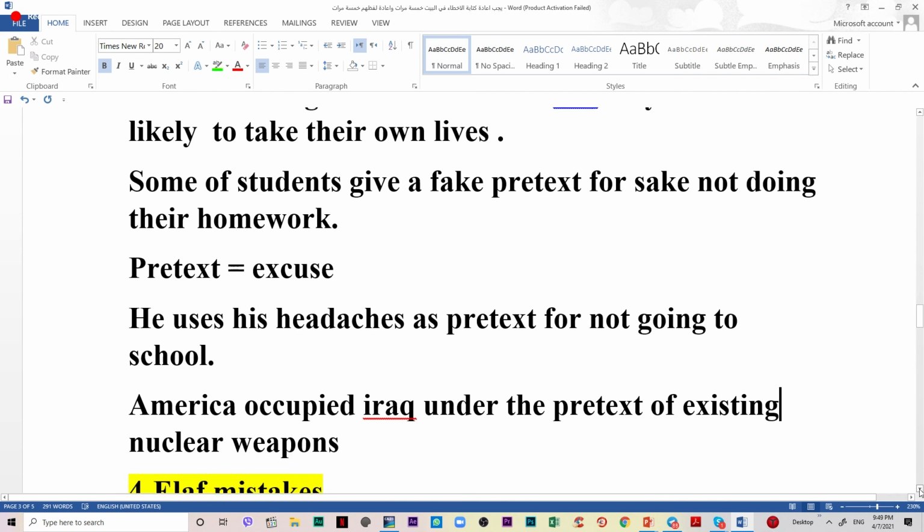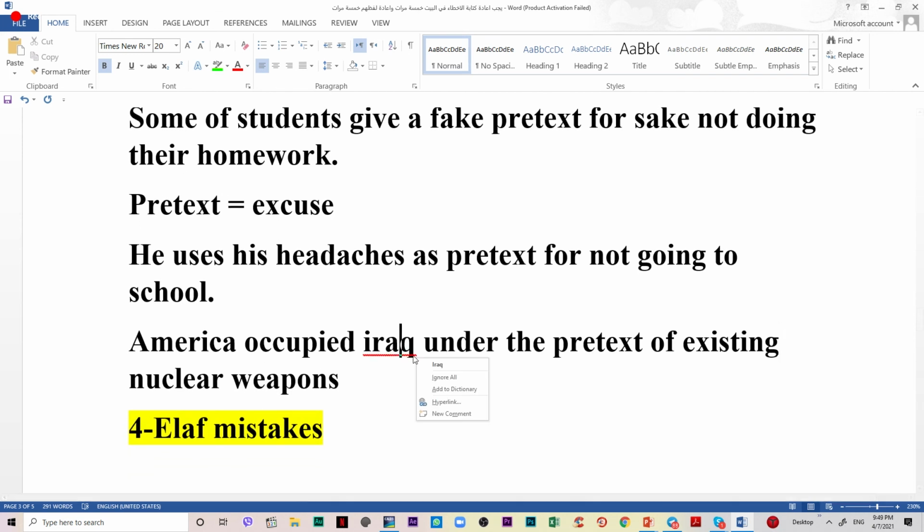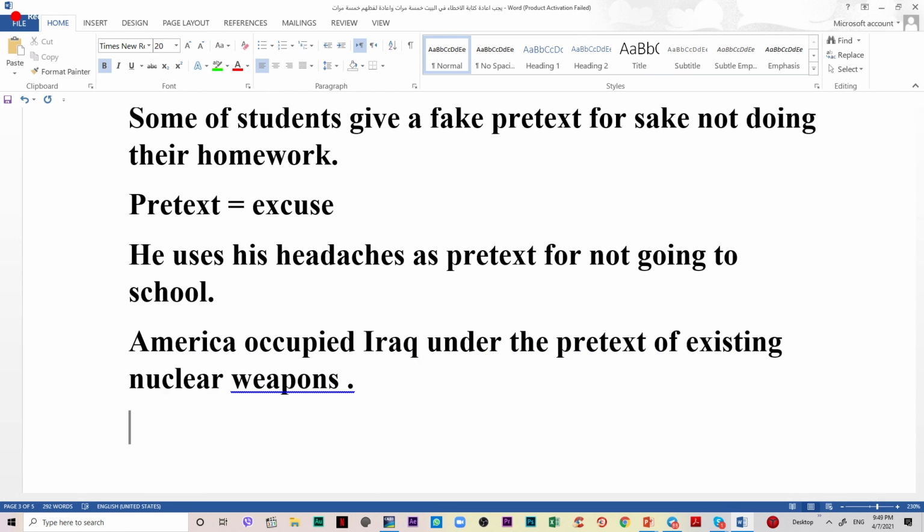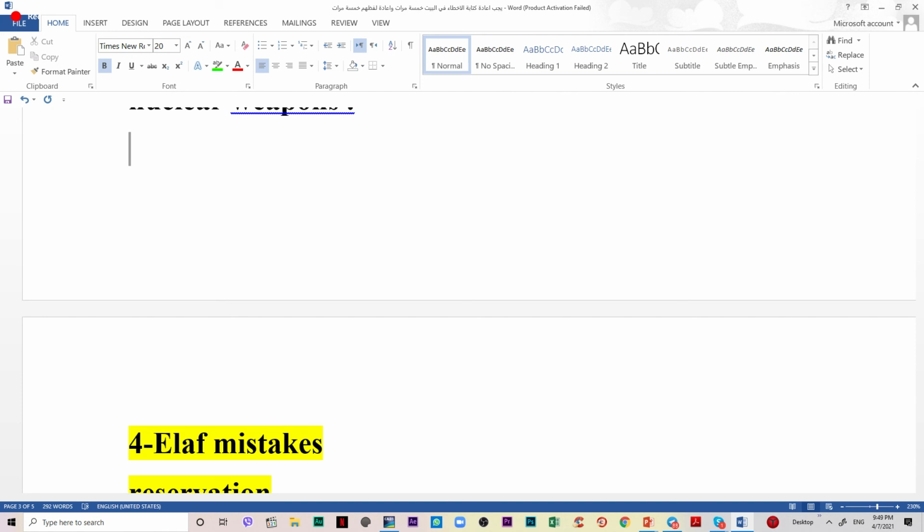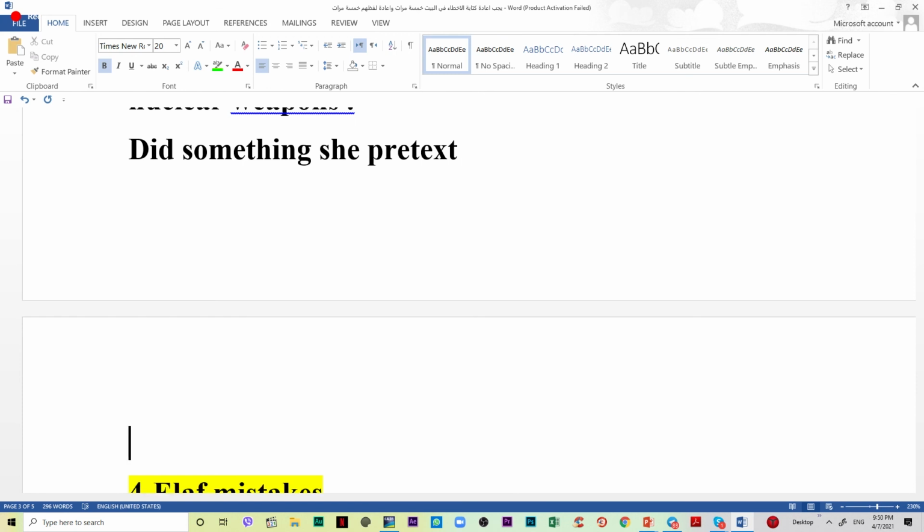Okay, Lamia. When my daughter did something bad, she always has a pretext for it. She always has a pretext, hujja, to justify her bad things. Okay, great.